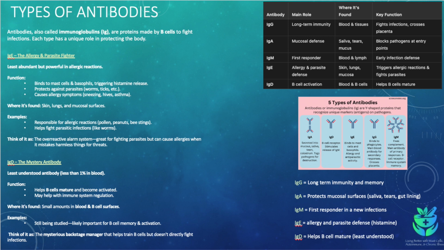IgD, the mystery antibody. Alright, well, IgD is the least understood antibody and is less than 1% in the blood. Its function is to help B cells mature and become activated. It may help with immune system regulation.